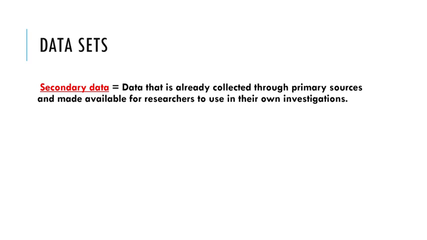So we understand primary data. Secondary data, on the other end, is data that's already collected through primary sources, and it's been made available for researchers to use in their own investigations. So data that's already collected through primary sources, but it's being made available for researchers to use. So secondary data.